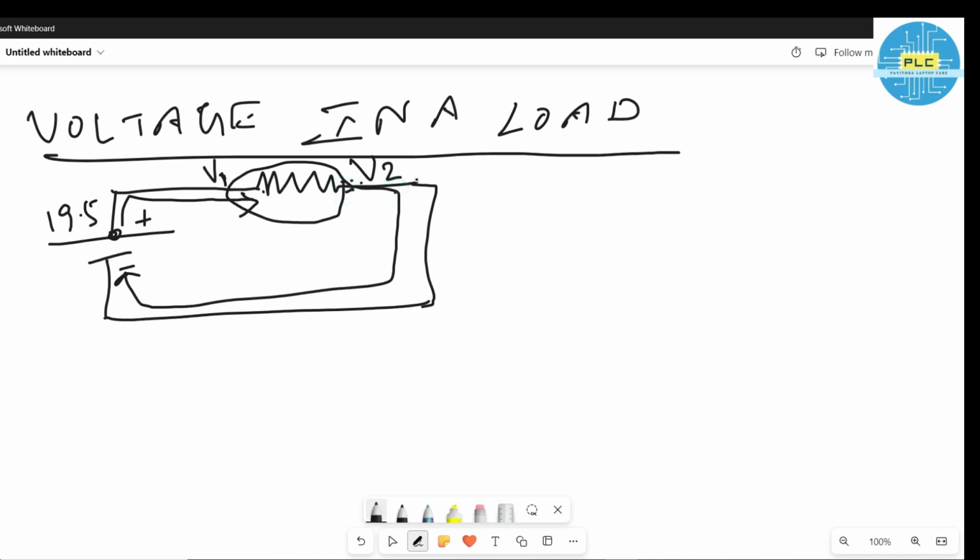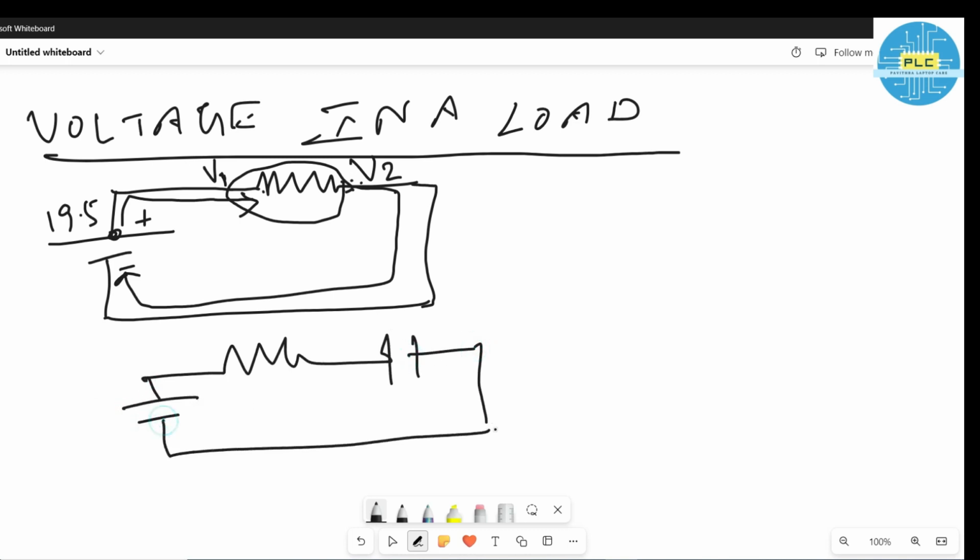V2 means any name, not exactly V2, any name. For example, with two components, resistor and capacitor, then positive, negative, negative, positive. See, from here to here it's V1, here to here it's V2, and here to here it's V3. Understood? Last time I already explained this. Once again I am explaining V3.